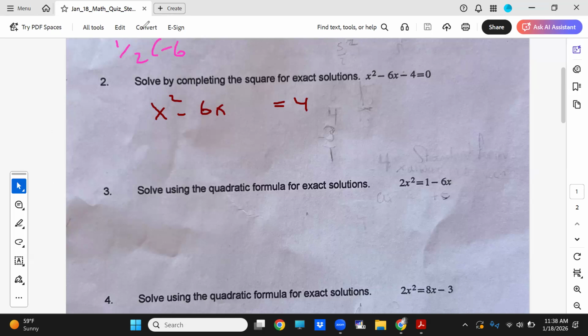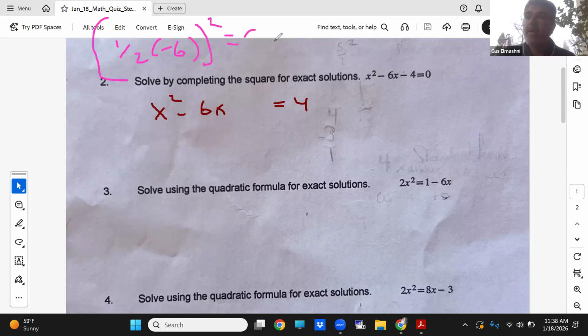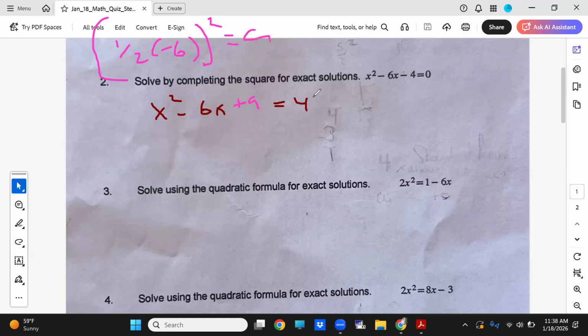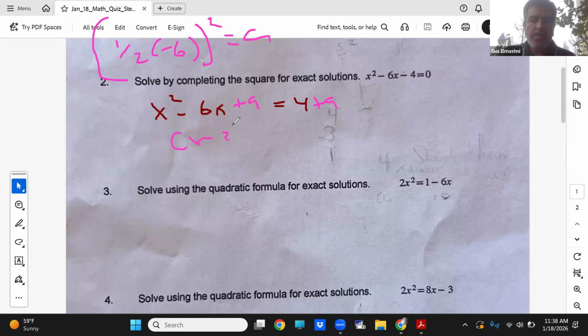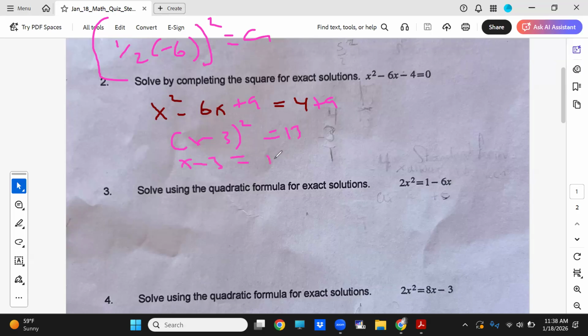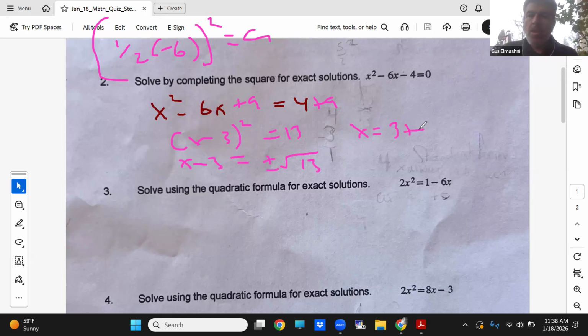-3. And what happens if you square it? It's +9. Perfect. Excellent. So you want to add 9 to both sides. So you get x minus 3 squared, because that's the whole intention, right? Is to square both sides. I'm sorry, square root it. Then square root, and x equals 3 plus minus root 13.